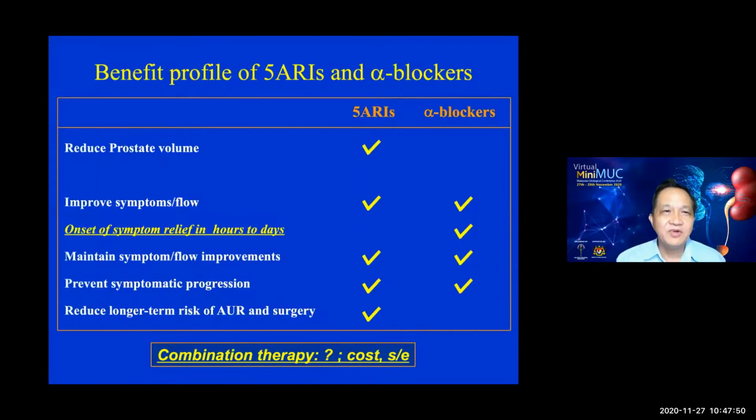So if you compare both the mechanisms of action, the 5-alpha reductase inhibitors, like finasteride or dutasteride, they shrink the prostate but take time to work.